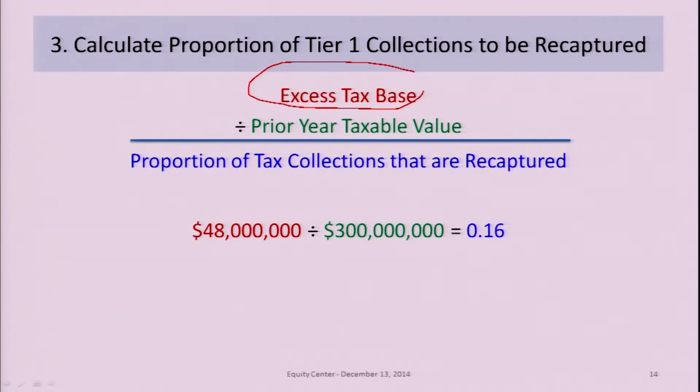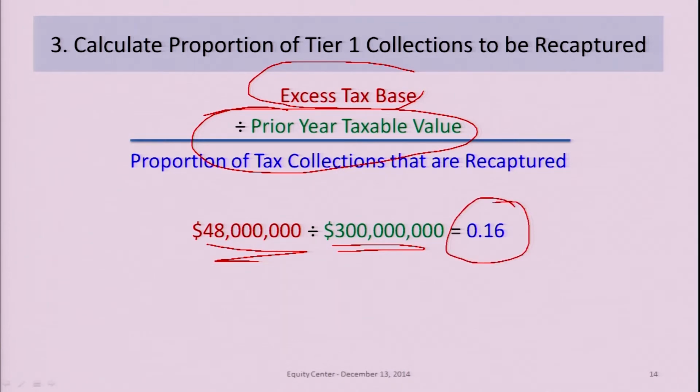So take that excess tax base and divide it by your prior year taxable value to get a percent. The $48 million that was part of the excess tax base, divided by the prior year taxable value, your state funding value, gives you 0.16 in this particular illustration. That's the percent that you're going to be recaptured. Your percent of recapture is 16%.